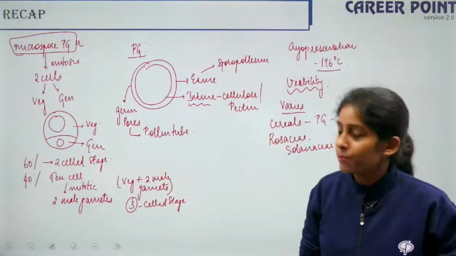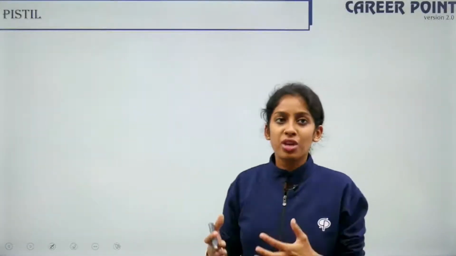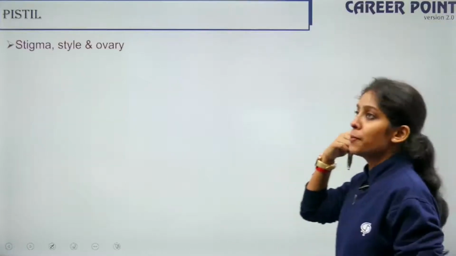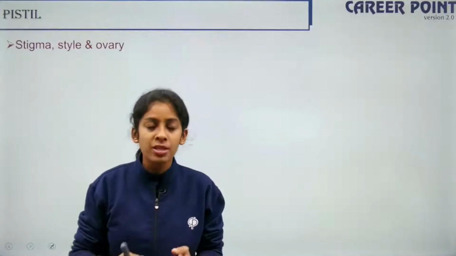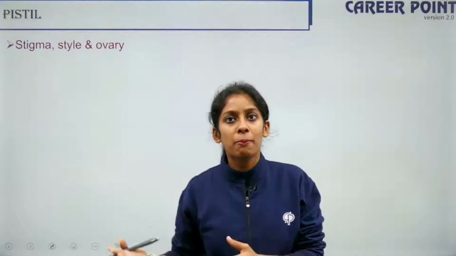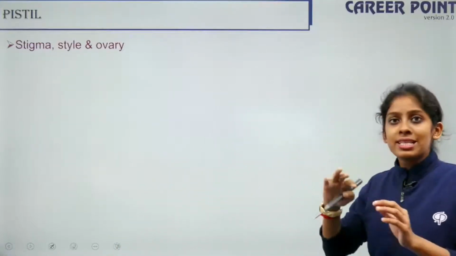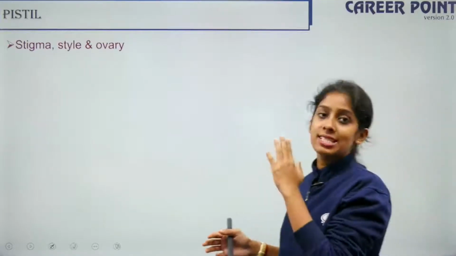Alright, fine. So now we go to your megasporangium. We come to the female portion, that is pistil. Just like the male portion is called androecium, the female portion is called gynoecium, and just like the male portion is represented by stamen, the female portion is represented by pistil, right? Now pistil has 3 parts. Just like your stamen had 2 parts, your pistil has 3 parts.